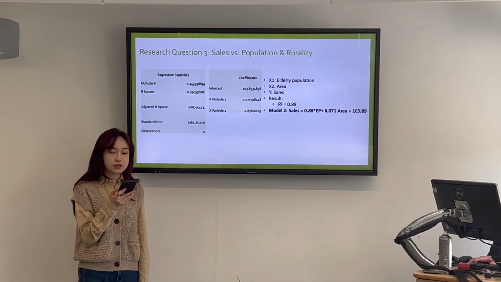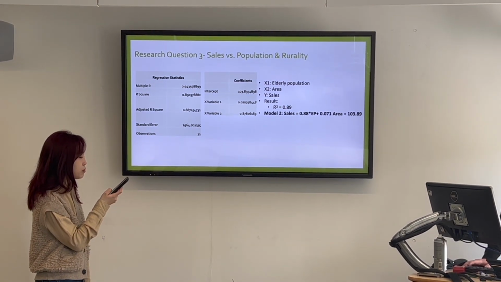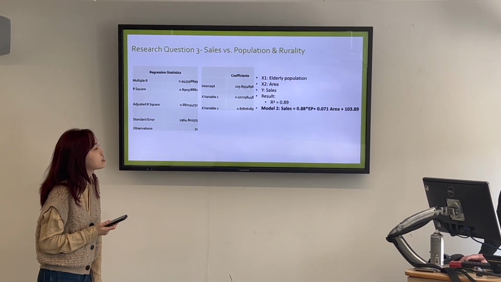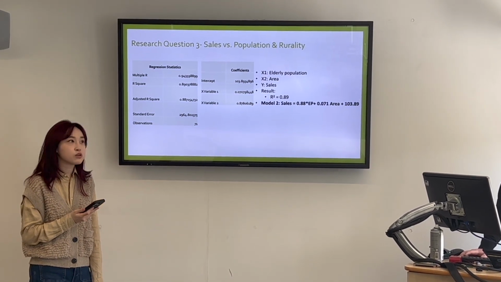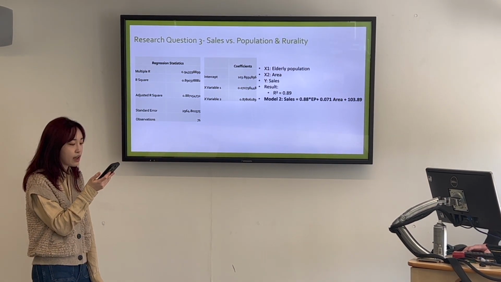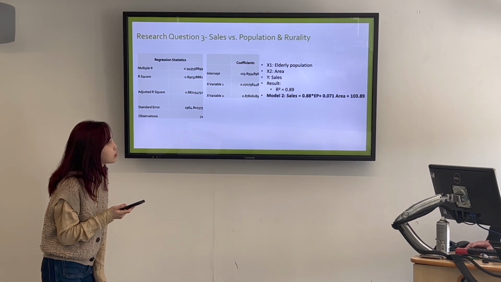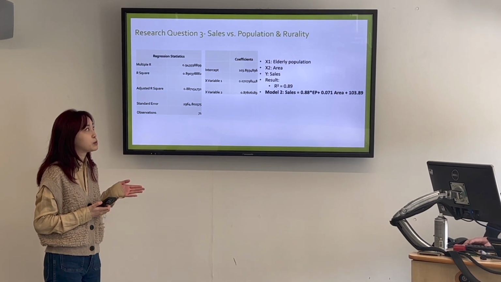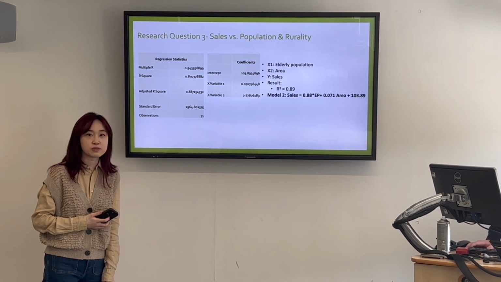Given the relationships found in the previous 2 research questions, we then developed Model 2, a multi-variable model incorporating elderly population and area as independent variables and sales as the dependent variable. This model aims to provide a more comprehensive understanding of the factors influencing sales. We found that both the elderly population and geographic area have a positive impact on sales. Model 2 yielded an R-square value of 0.89, which is higher than the R-square value of Model 1, which is 0.75, indicating that Model 2 is a more accurate predictor of sales.